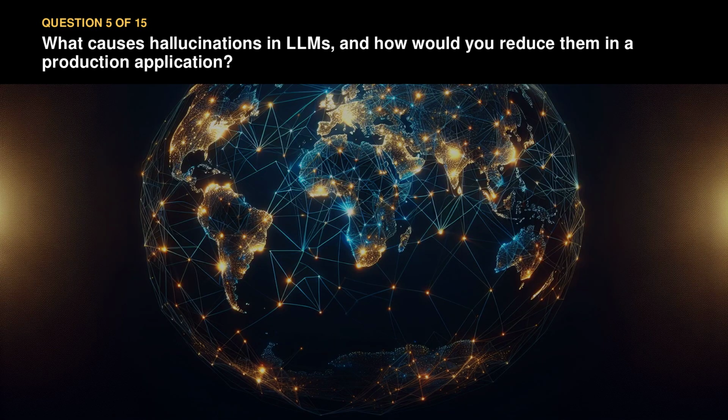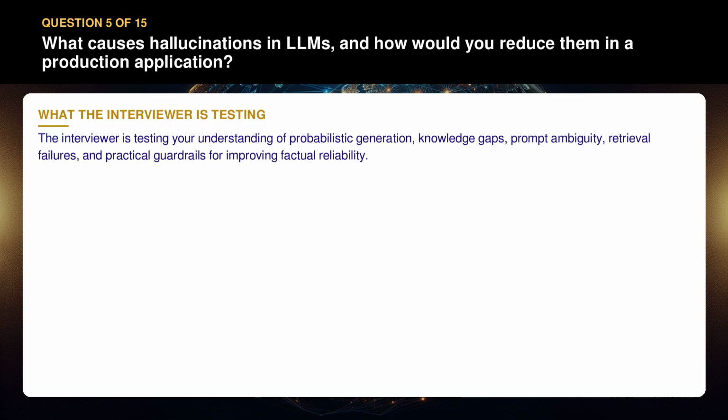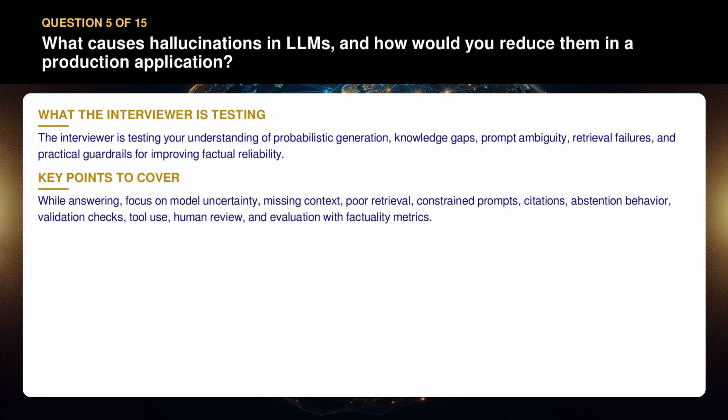Question 5. What causes hallucinations in LLMs, and how would you reduce them in a production application? The interviewer is testing your understanding of probabilistic generation, knowledge gaps, prompt ambiguity, retrieval failures, and practical guardrails for improving factual reliability. While answering, focus on model uncertainty, missing context, poor retrieval, constrained prompts, citations, abstention behavior, validation checks, tool use, human review, and evaluation with factuality metrics.